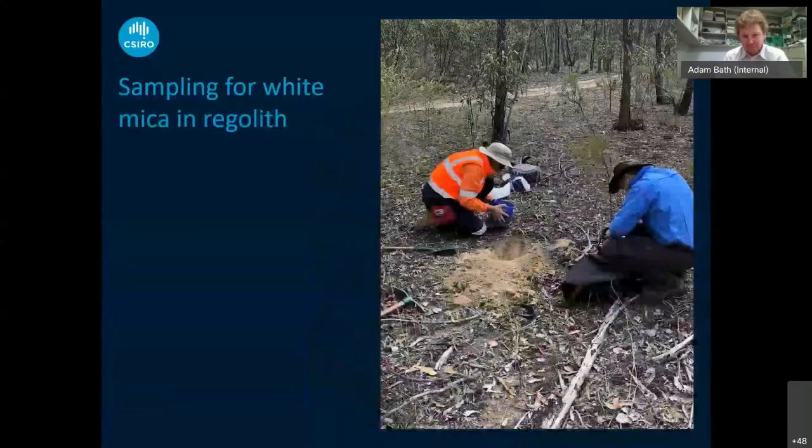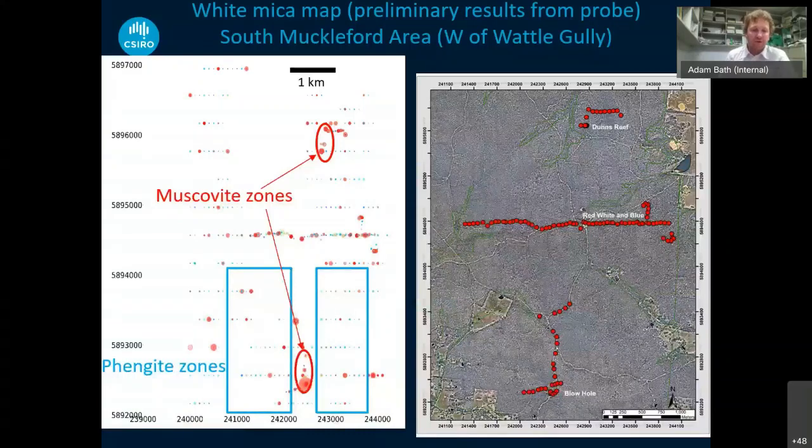And so this is where we got to with the second phase, doing these sampling campaigns of traverses across particular areas, digging down, getting soil samples or regolith, and then separating the white mica out of it. And this is some of the preliminary results.